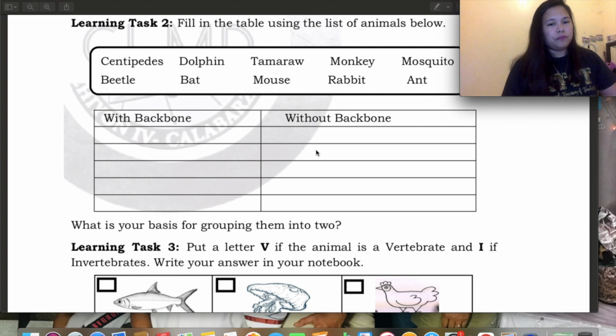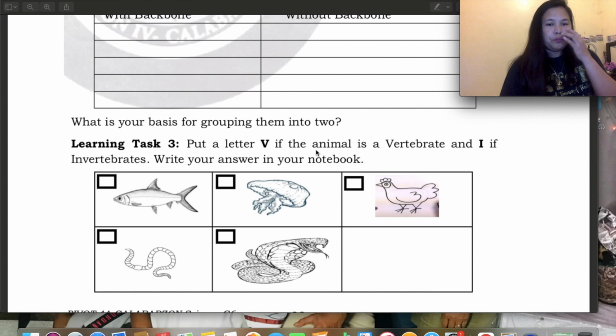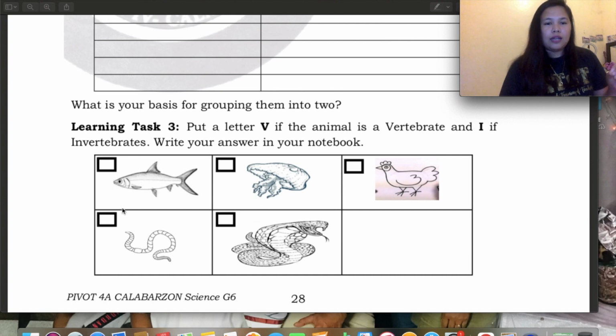Yun lang. So, in our learning task 3, put a letter V if the animal is vertebrate and I if the invertebrates. Write your answer in your answer sheet. So, take note na lang na ito yung si fish ay number 1, number 2 si hydra or jellyfish, number 3 si hen, number 4 si earthworm, number 5 si snake. So, you have to answer na lang. You don't have to draw na, okay? You have to write na lang in your activity and your answer sheet na ito yung number 1, number 2, number 3, number 4, number 5. So, V and I lang ang dapat isagot.